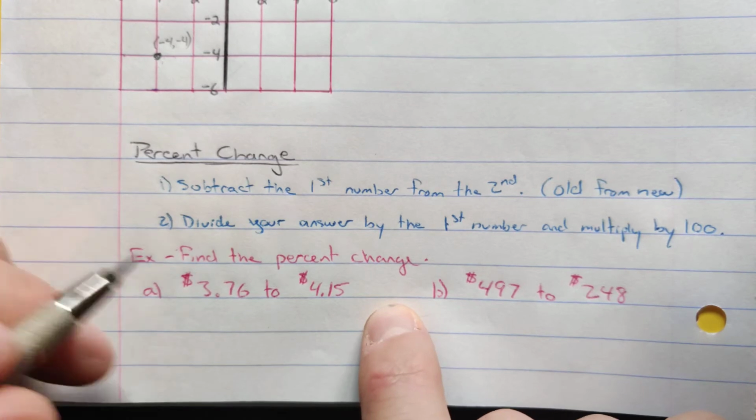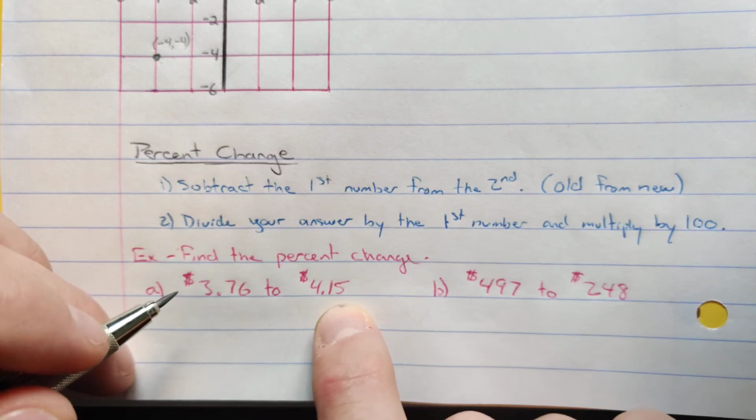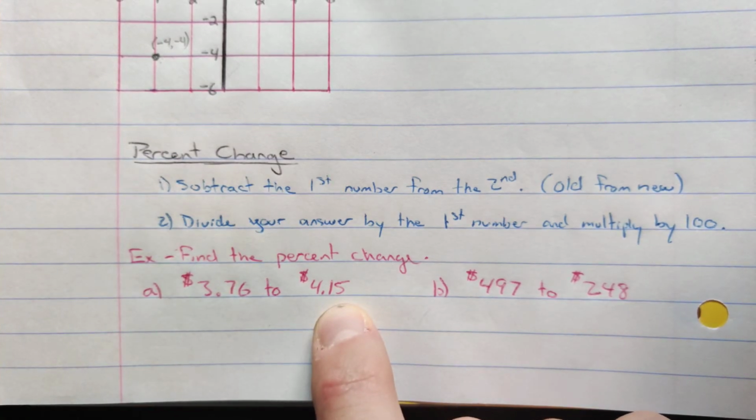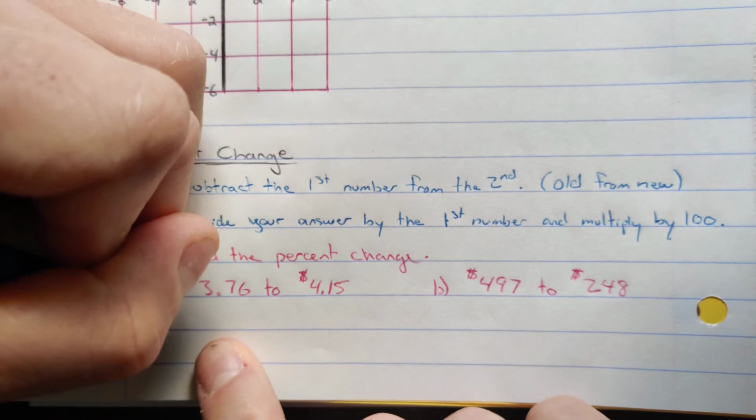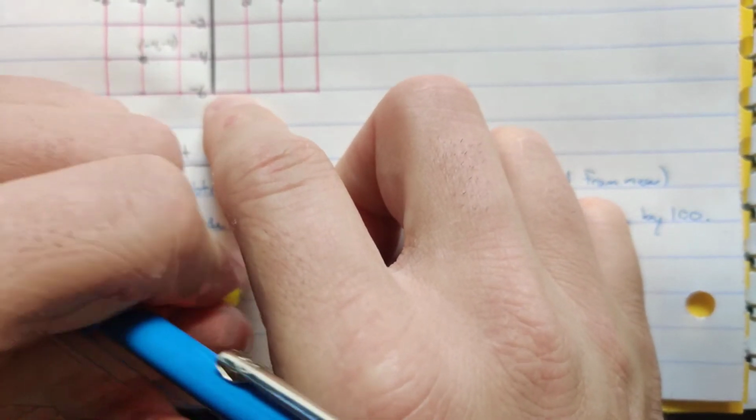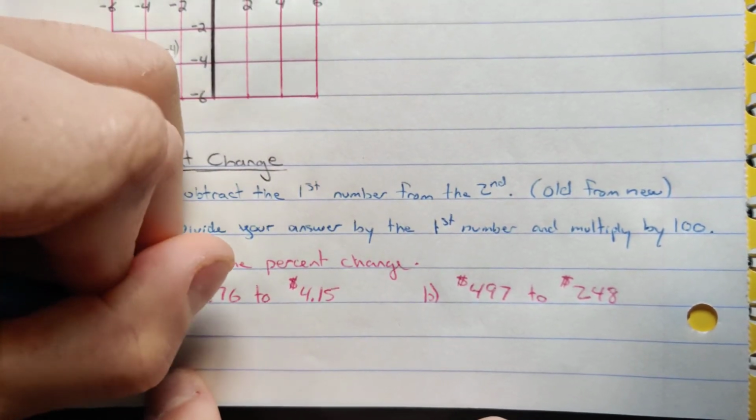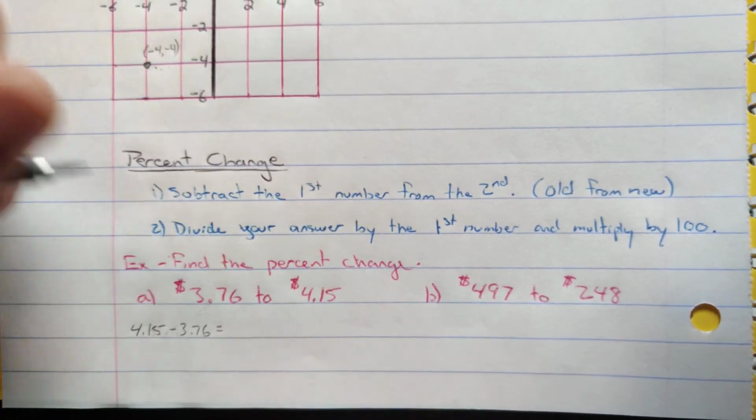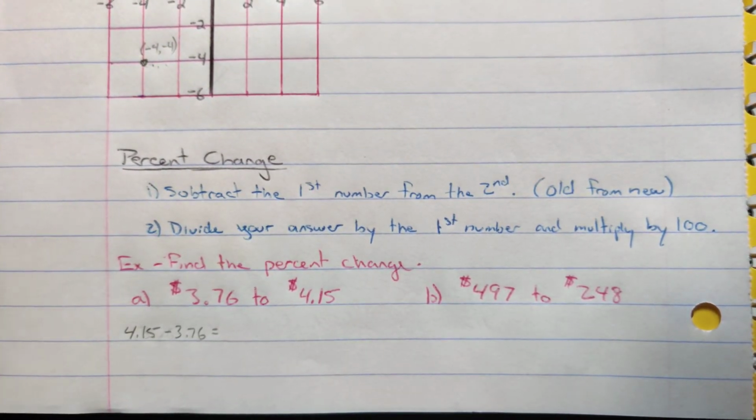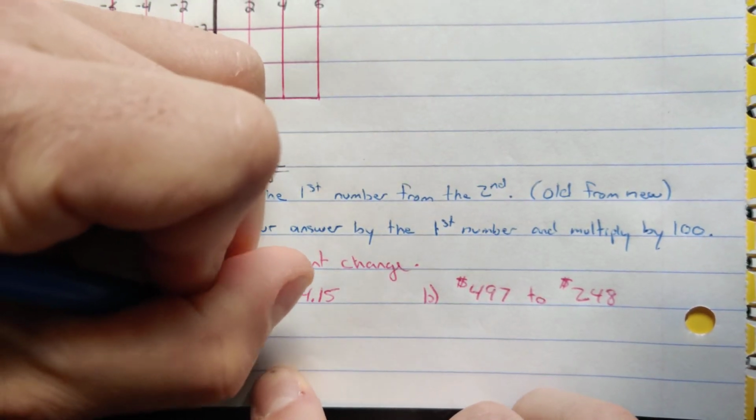So I'll show you here. We have $3.76, which increased to $4.15. What was the percentage change? We do $4.15 minus 3.76. And so that's going to give us $0.39. So it's increased by 39 cents.